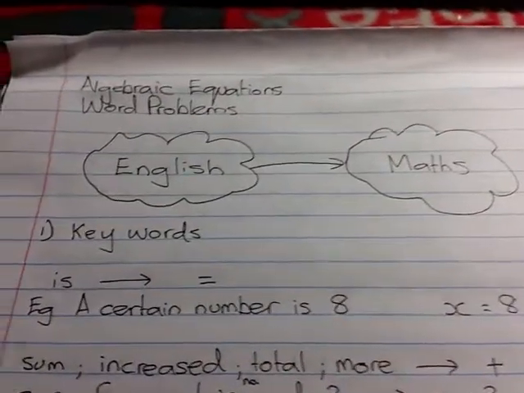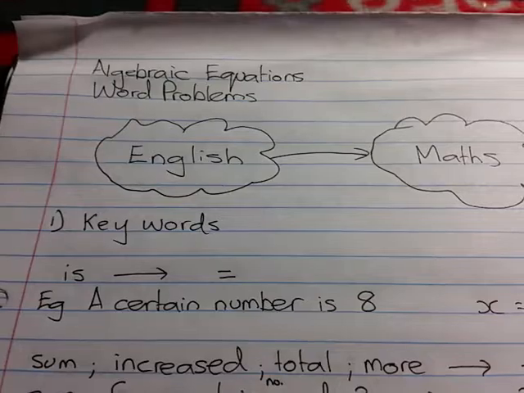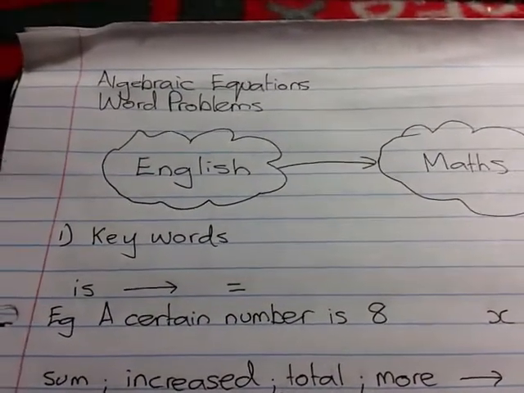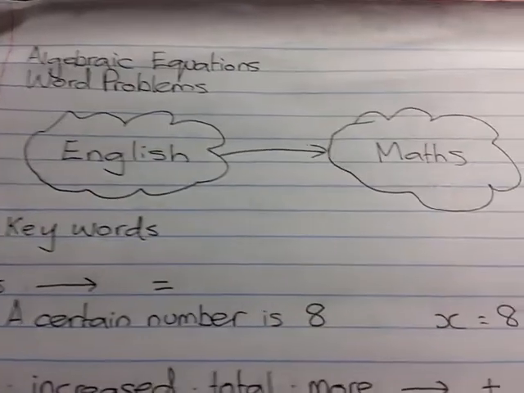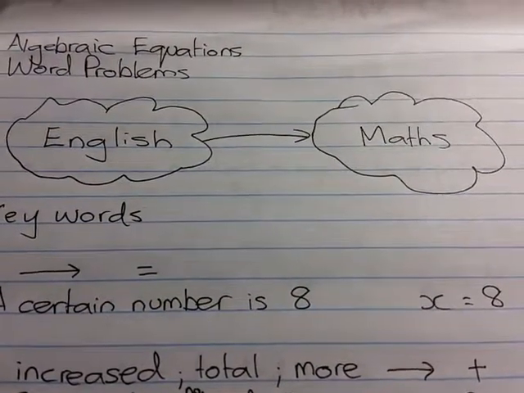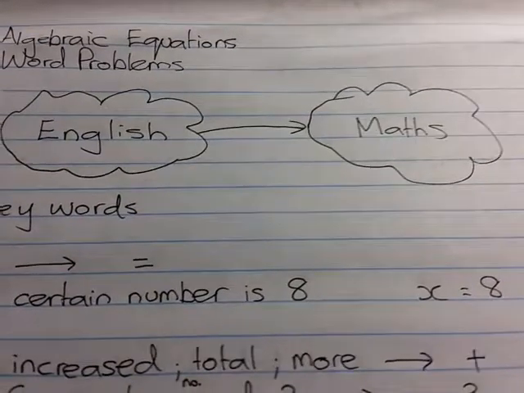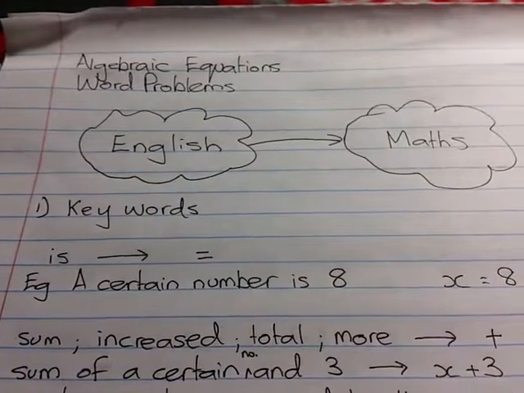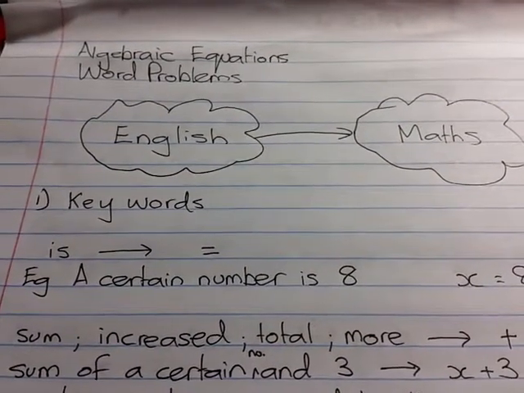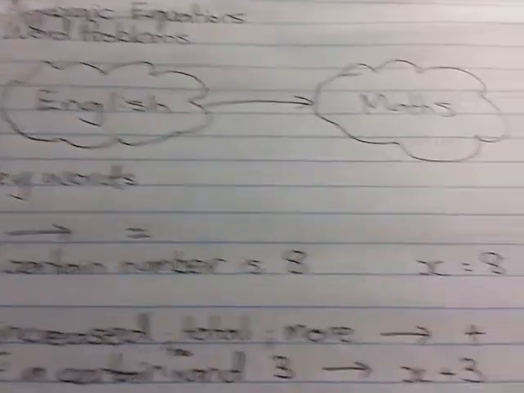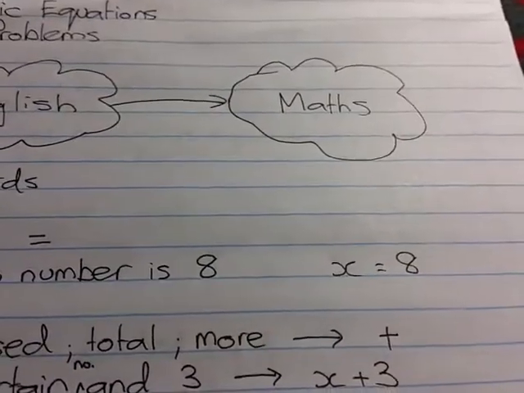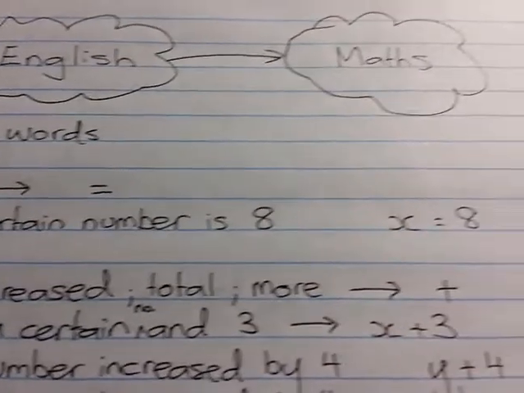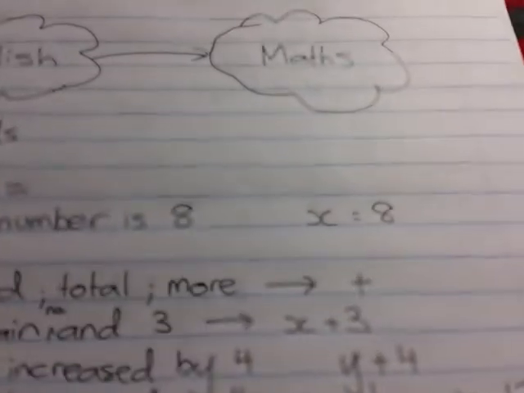Right. If you see the words sum, increased, total, and more, each of those words is associated with the mathematical operation of addition. So some examples include the sum of a certain number and 3. That means x plus 3. A certain number increased by 4. Another way of writing that is something like y plus 4.